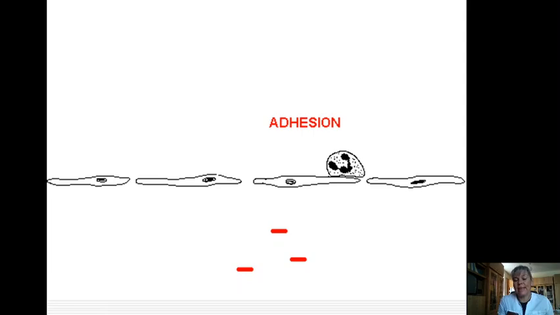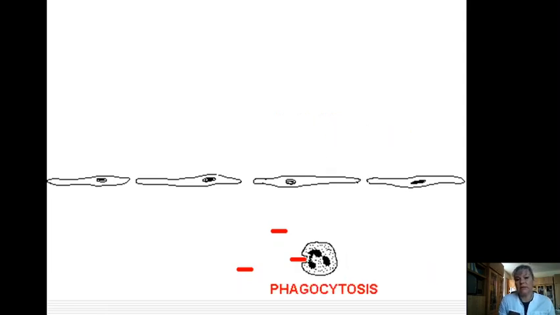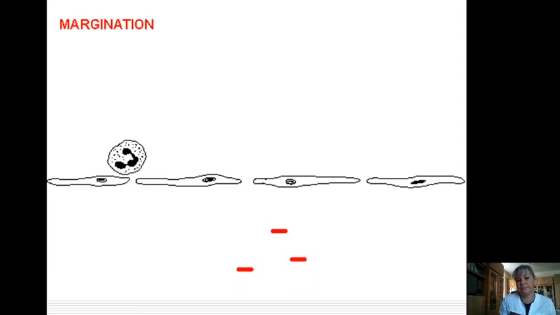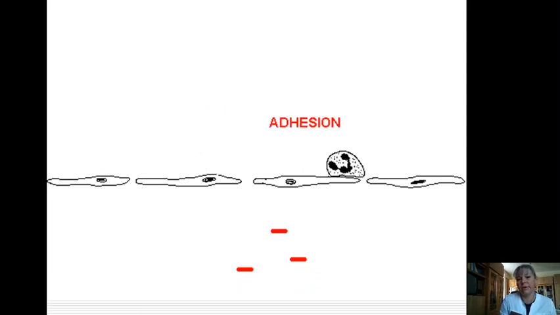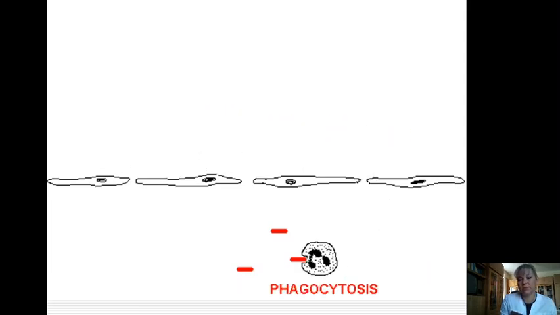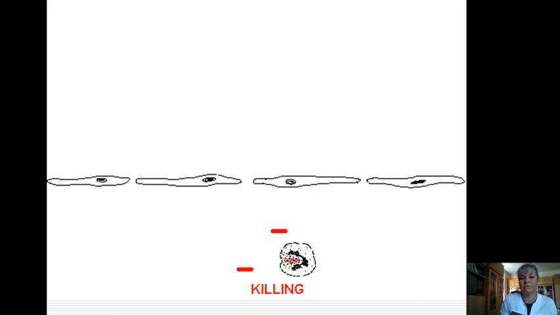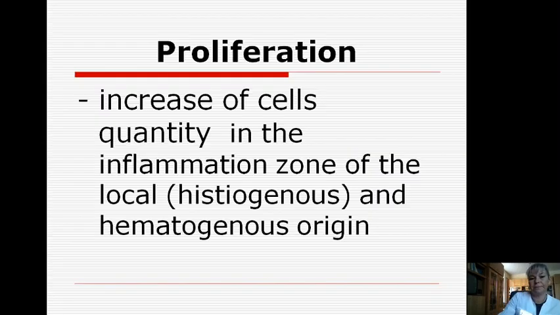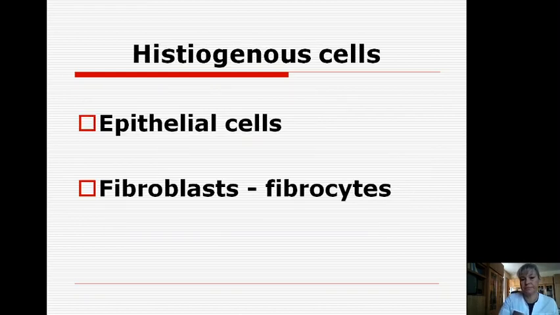In this slide, you can see phagocytosis: migration, rolling, adhesion, diapedesis, and chemotaxis, and phagocytosis and killing. In the last stage, proliferation, what can we see? Increase of cell quantity in the inflammation zone of local histiogenous and hematogenous origin.